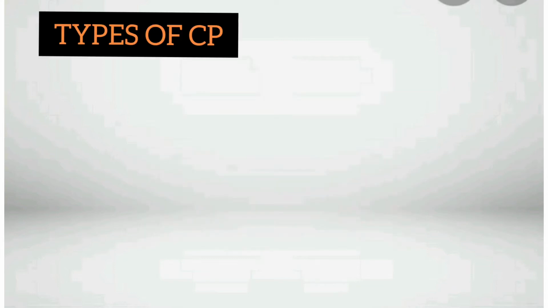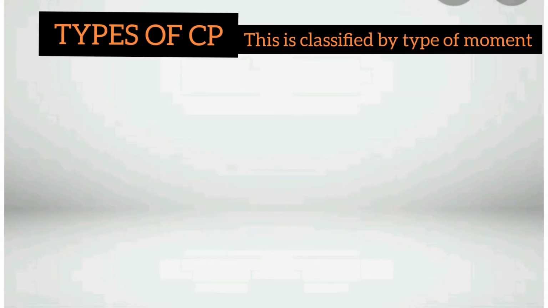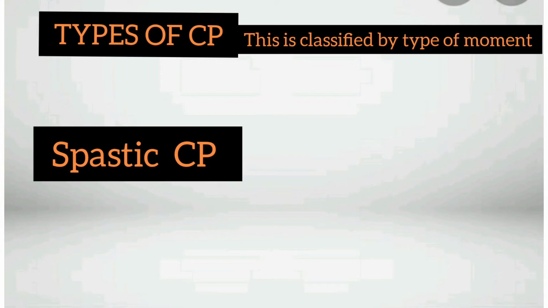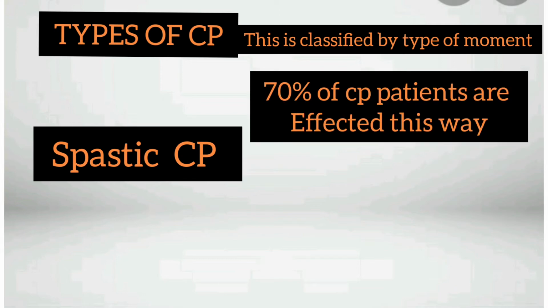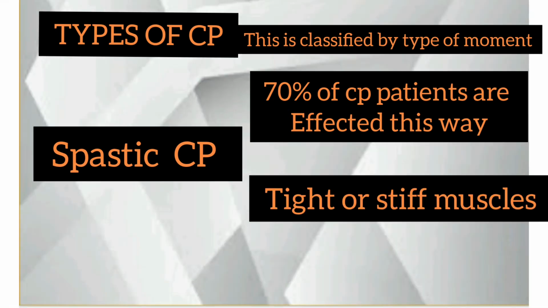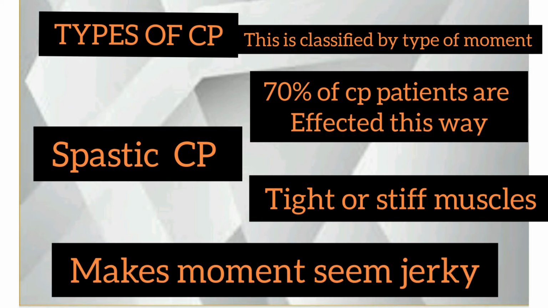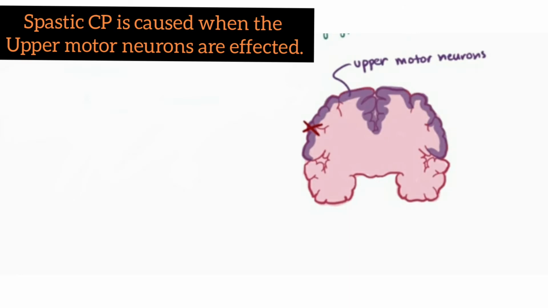So cerebral palsy is classified by type of movement in the muscle that results from the brain injury. Basically the first type is spastic cerebral palsy, which is commonly seen. About 70% of the people are affected by spastic cerebral palsy. This results in tight and stiff muscles, and the tightness is basically due to the abnormal functioning of upper motor neurons in the brain.